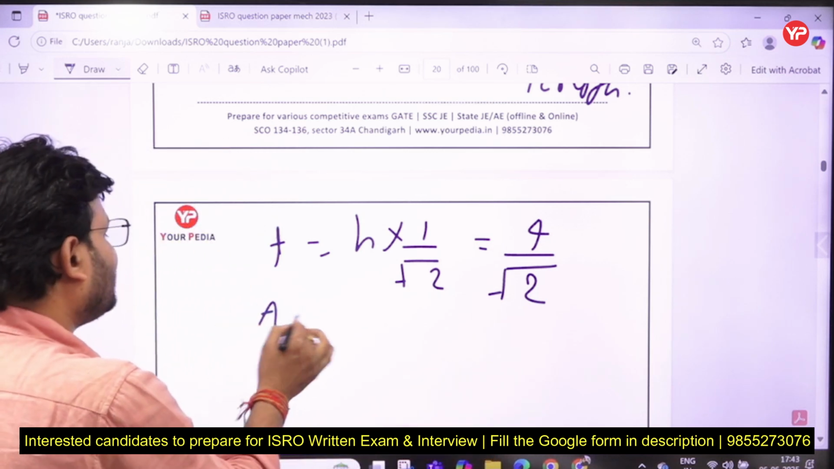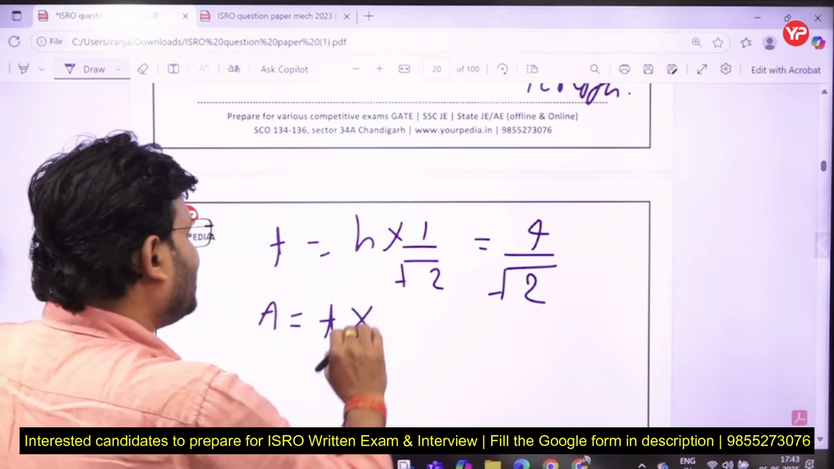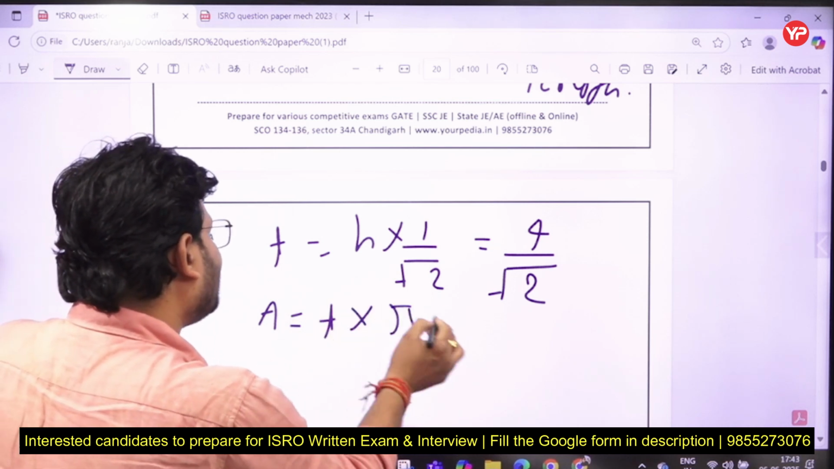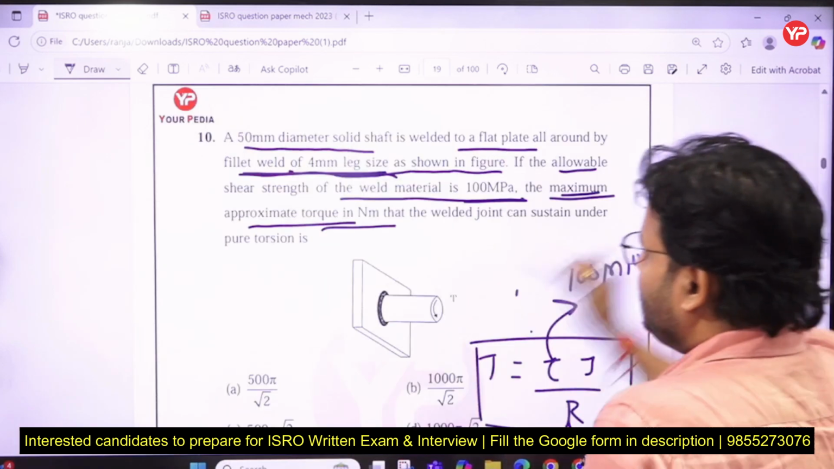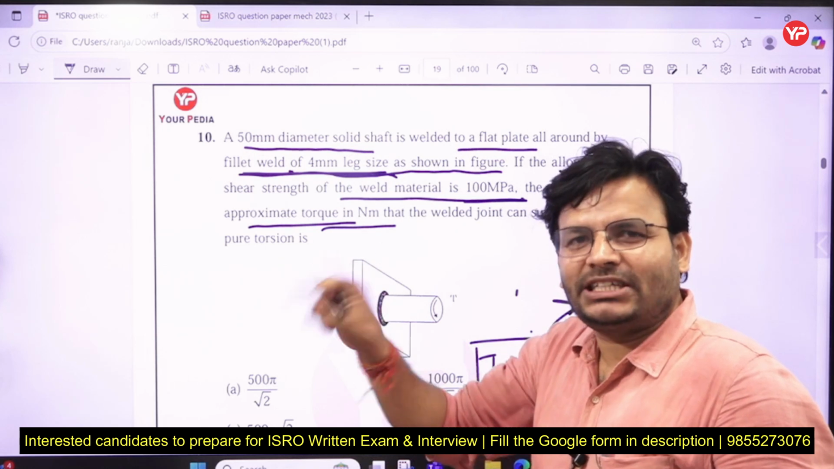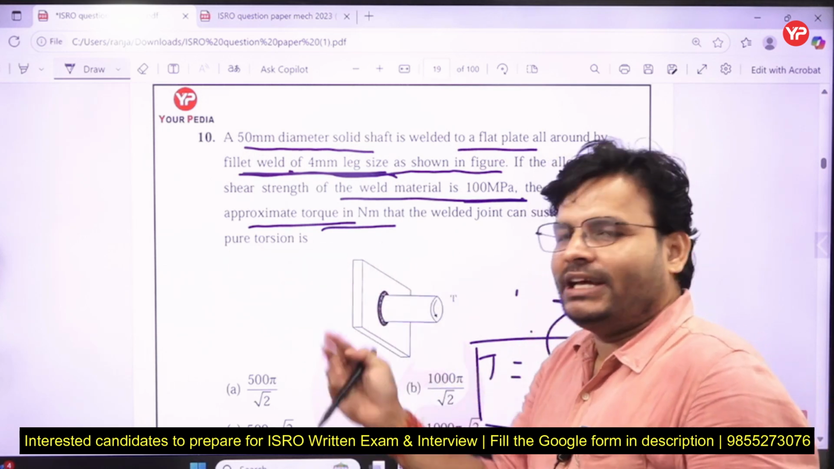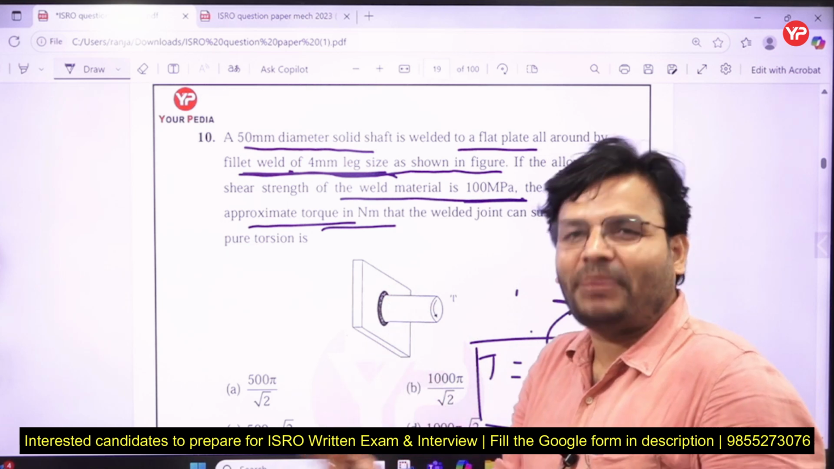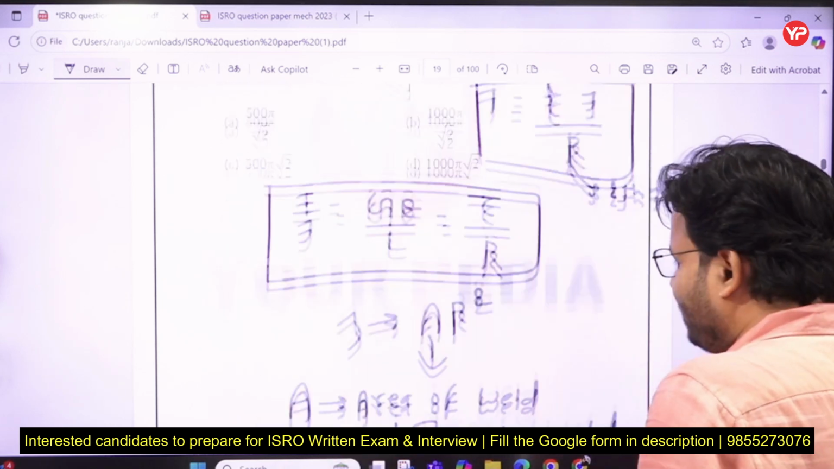What will be the area? Area will be T into the weld length. The weld length will be pi d. Suppose this is circular, so what will be the length? Simply we can say the circumference. The circumference will be pi d. So just put that value here, pi d.